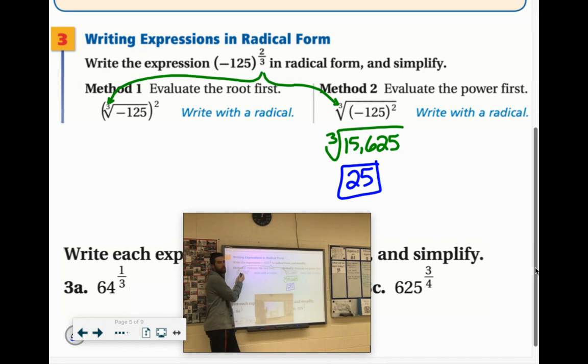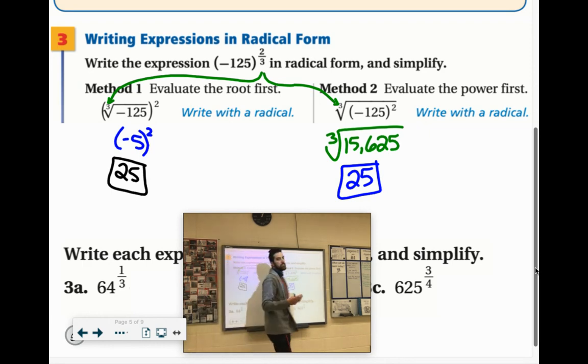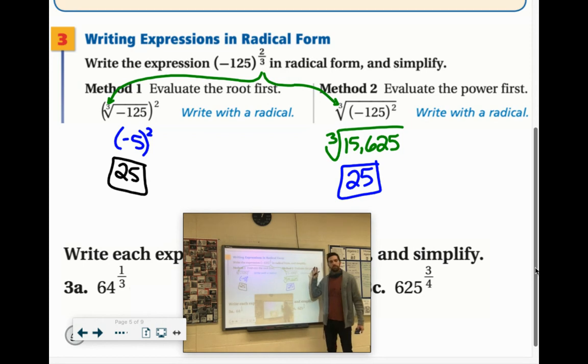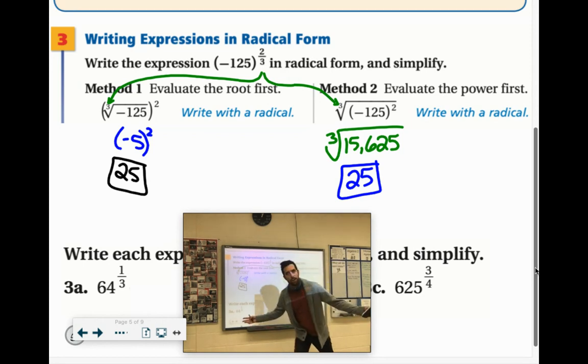The cube root of negative 125 would be negative 5, and then square. Negative 5 times negative 5 is positive 25. You get the same answer either way, but how much easier is it to work with negative 5 than my third favorite number, 15,625? You know what I mean?